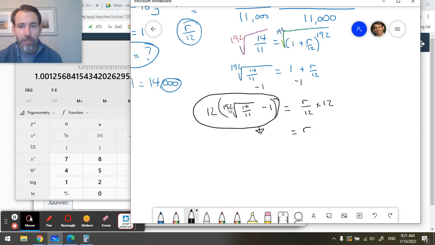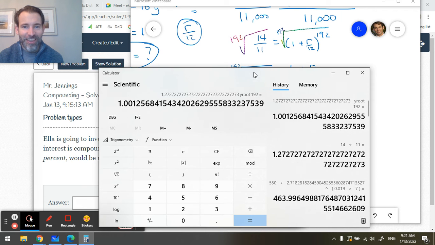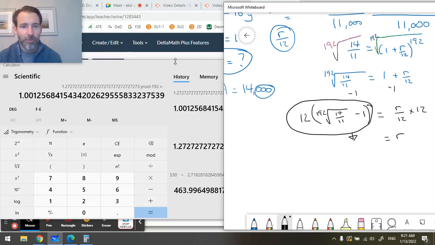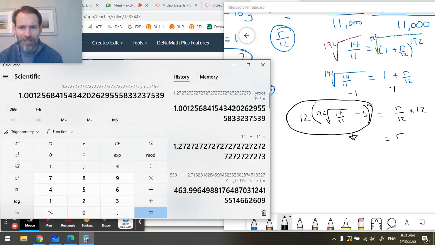So I've already calculated the 192nd root of 14 over 11. It's here. And now, remember those questions? When am I going to use this stuff? When am I going to need to take these weird, funky roots? Well, you're going to take the funkiest, weirdest roots in the finance unit. I'm going to subtract 1 from this number.